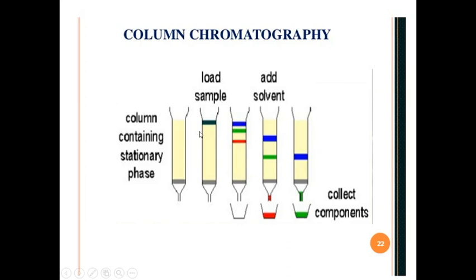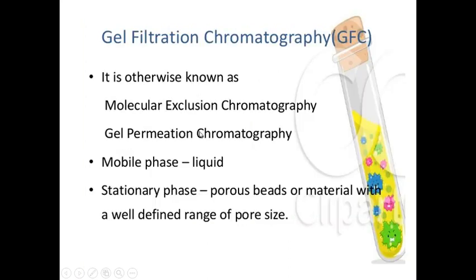Now we will start gel filtration chromatography. This gel filtration chromatography is a type of column chromatography. Here also we require a column, and that column is filled with gel beads. This gel filtration chromatography is also known as molecular exclusion chromatography.